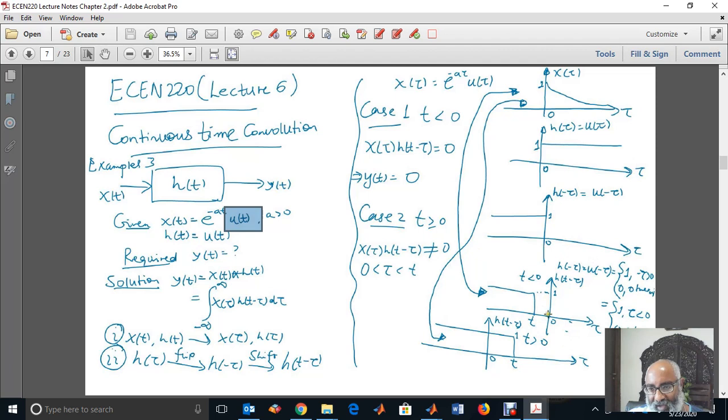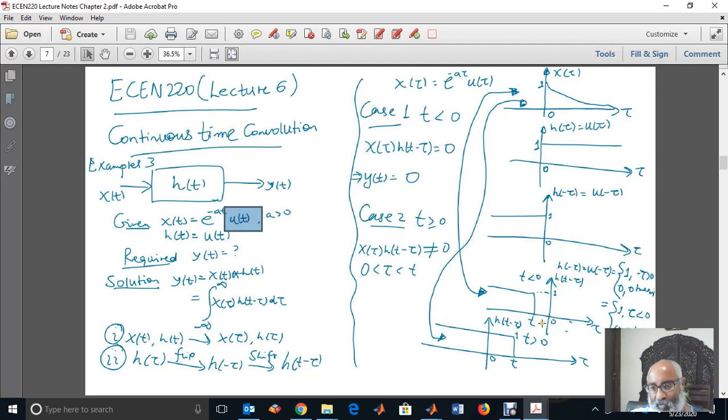Okay, now we have two options. Here, by comparing x(tau) and h(minus tau), we can do the shifting. One shifting is for t less than 0. For t less than 0, h(t minus tau), which is u(t minus tau), will be 1 from minus infinity until t for t less than 0.